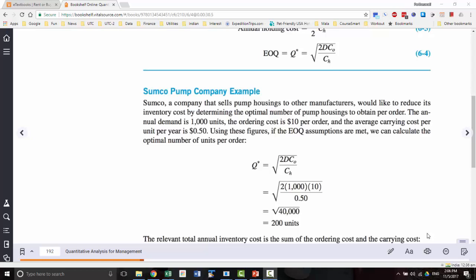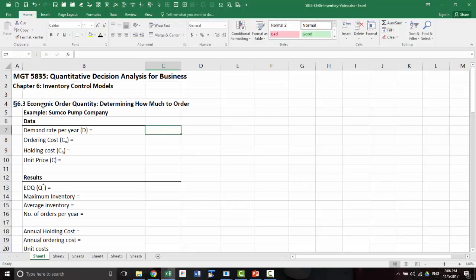Let's set up the EOQ model for the example that we just saw in Excel. So this is the problem. We have a company that sells pump housings and the annual demand is given as 1,000. Ordering cost is $10 and the average carrying cost is 50 cents. Okay, so let's first set up the data.